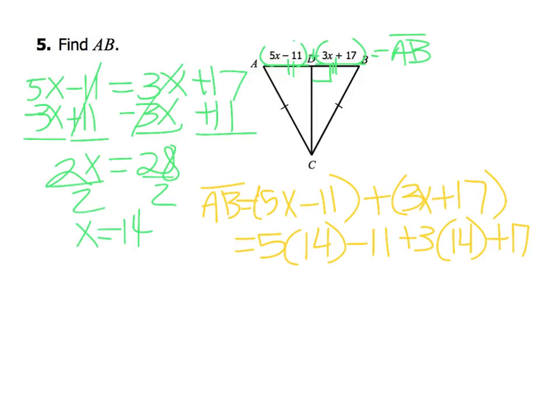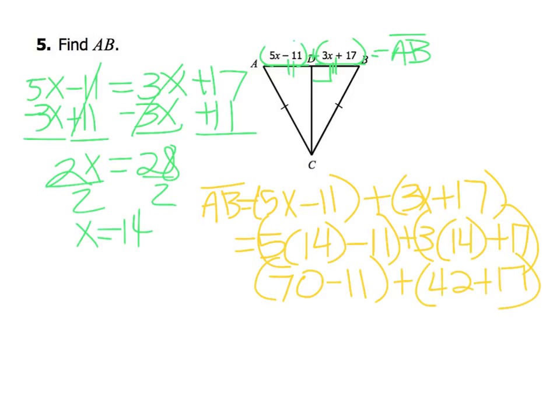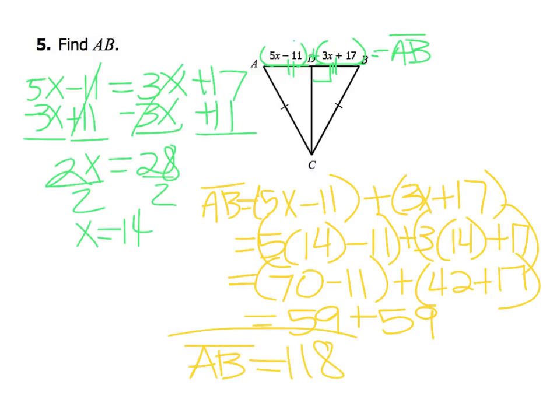So over here we get 70 minus 11, all right, and we can leave these in parentheses if we want, plus 42 plus 17. Over here we get 59, over here we get 59, and that's correct because they should be congruent. So AB equals 118. And we're done. So always be sure to read the problem and know what it's asking you to find.